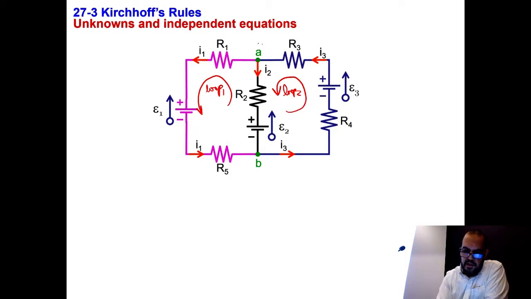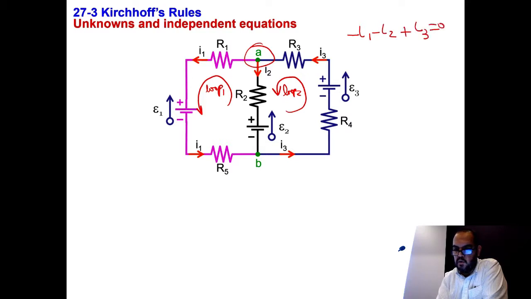So let's use this junction. I'm going to write the equation for this junction. Let's start with I1. I1 is leaving, so it's minus I1. I2 is leaving, minus I2, and I3 is entering the junction, so it's plus I3 is equal to 0. This is my first equation.